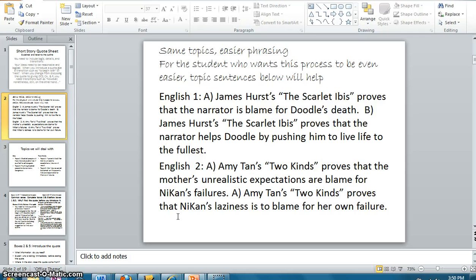English 2, Amy Tan's Two Kinds proves that the mother's unrealistic expectations are to blame for Nikon's failures. And then the other topic, it should be B, Amy Tan's Two Kinds proves that Nikon's laziness is to blame for her own failure. Again, same topic, it's phrased differently. Hope that helps you if you need that help.